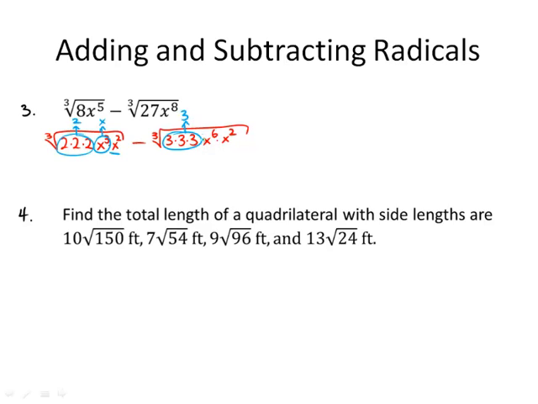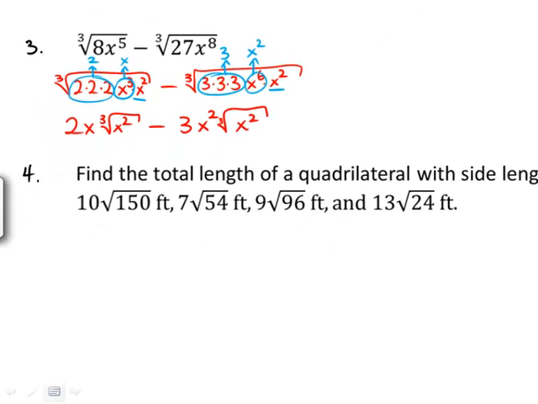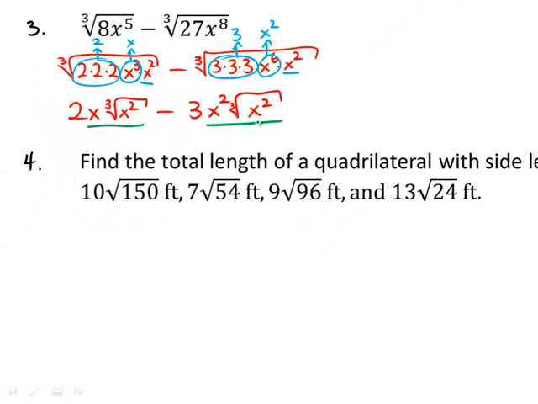Triple of 3's. There's 2 triples of x's within the x to the 6. So you could say x squared cubed gives us x to the 6, and x squared is left. So that leaves us with 2x cube root of x squared minus 3x squared cube root of x squared. Again, you may notice that the endings are almost the same, except for this square. Since they're different, you cannot combine them and you have to leave them.